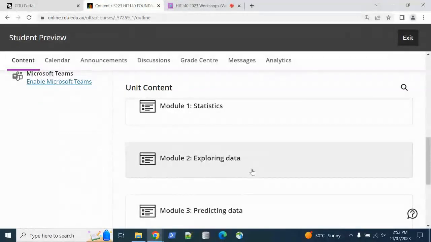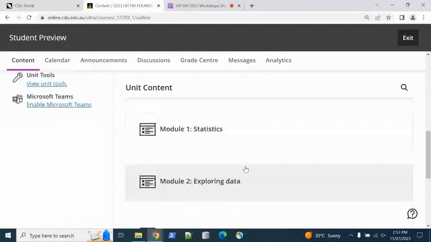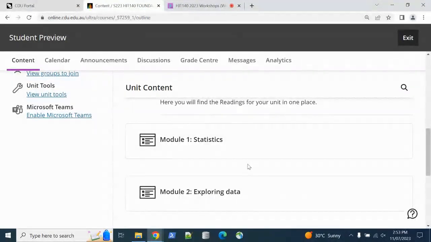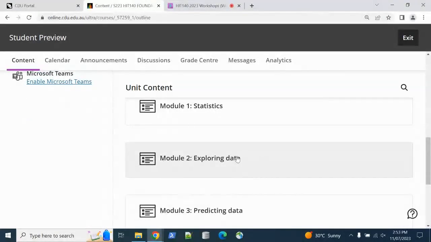Right, so as you can see, there are 4 modules in this unit. The first module is statistics. It equips you with basic skills in how to perform descriptive and inferential statistics. We'll come to that later, okay? And then module 2 focuses on how to explore the data set, how to basically wrangle it. Wrangle means how to prepare it, transform it in a way that makes sense to analyze.